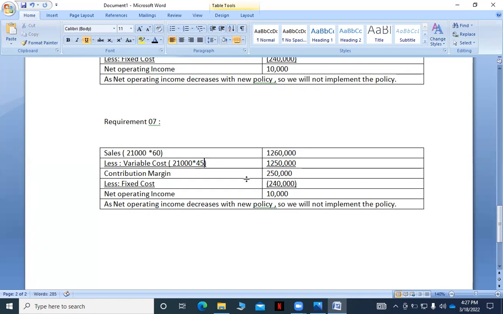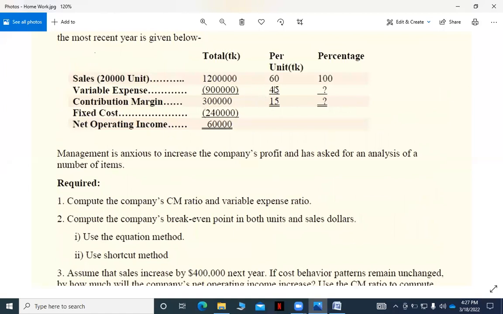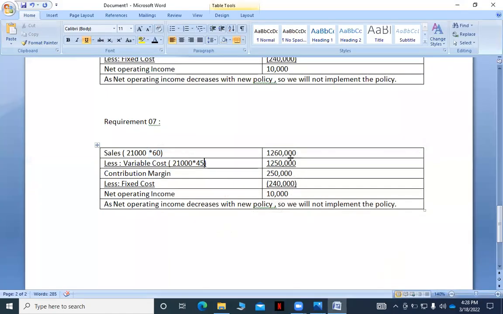45. This is original data. You see, there is no change in variable cost. The variable cost will remain same 45 taka. So 45 into 21,000. That will be the new variable cost. New variable cost will be how much? 9,45,000. 9,45,000. So if we deduct 9,45,000 from 12,60,000, then what will be our new contribution margin?